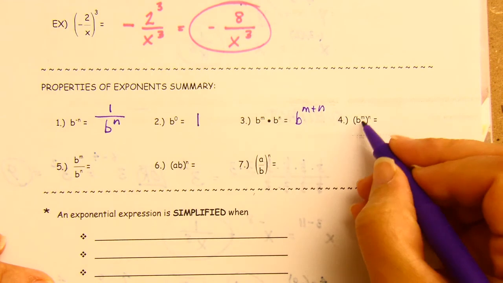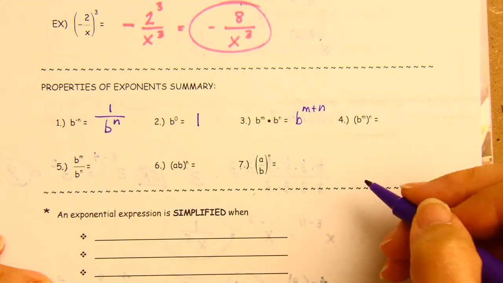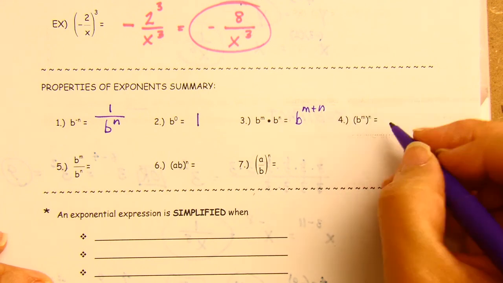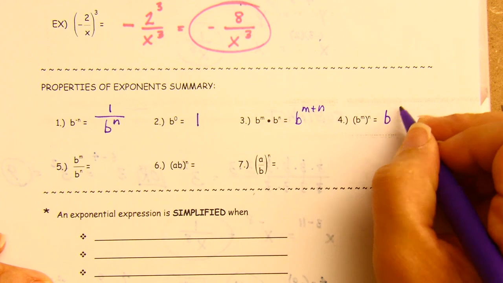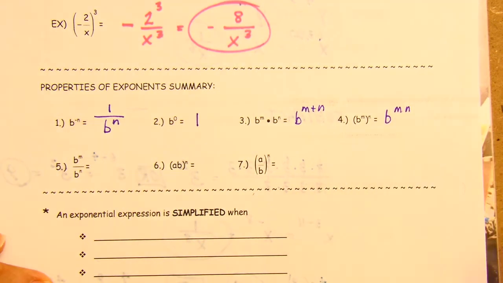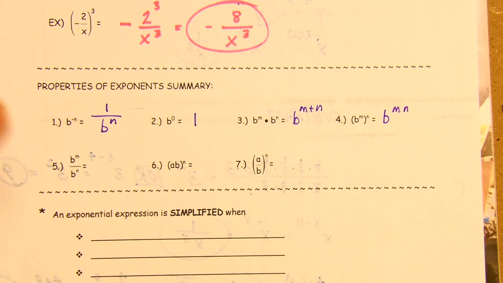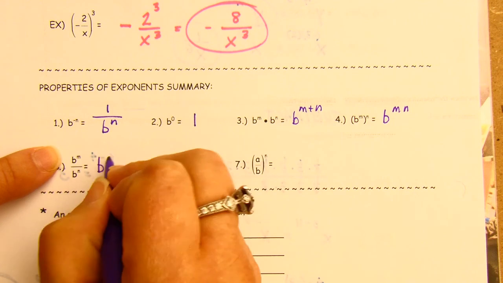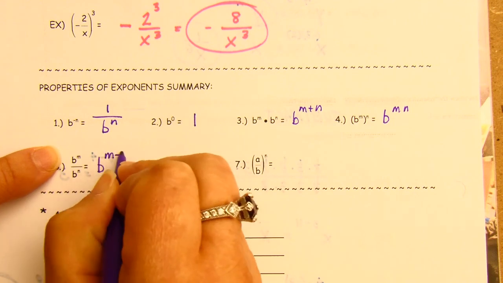This is a power raised to a power. What do you do with the exponents? Notice I see the parenthesis here. I know I have to multiply those exponents. This becomes base b to the m times n power. This one here, division, same base. I'm going to subtract the exponents. This becomes b to the power of m, subtract the power of n.